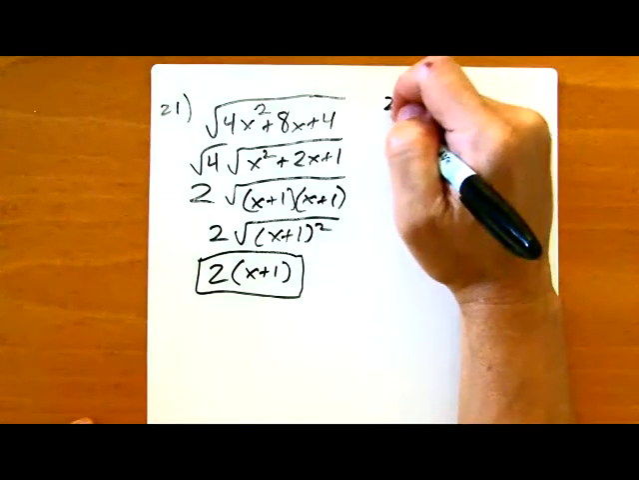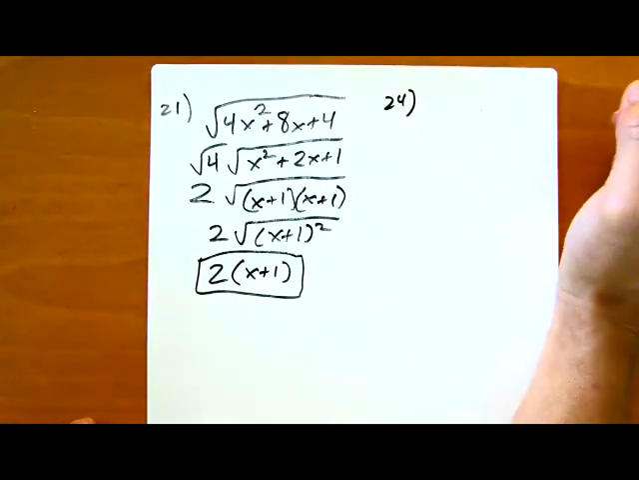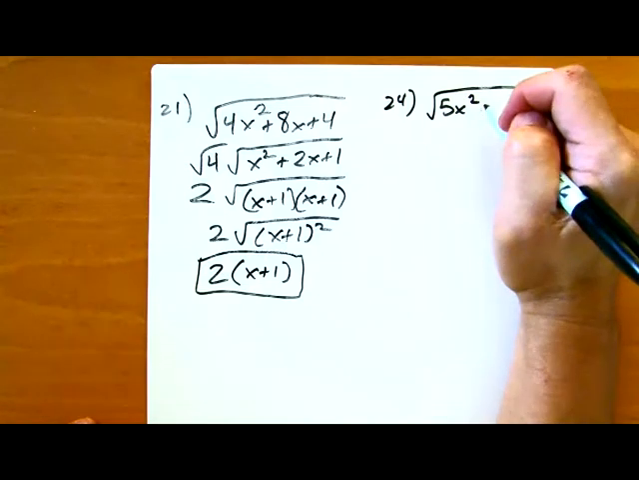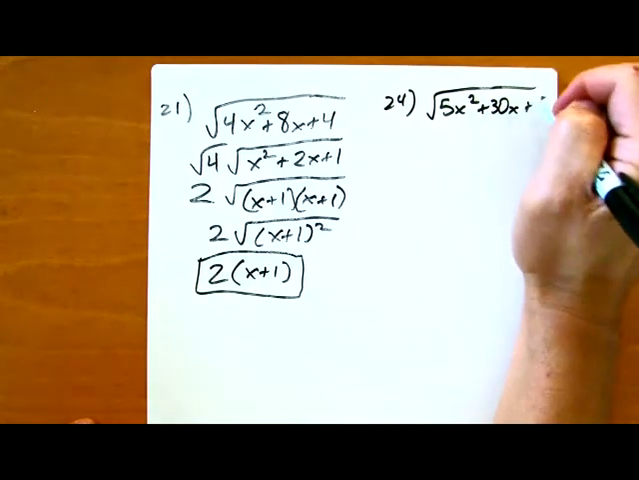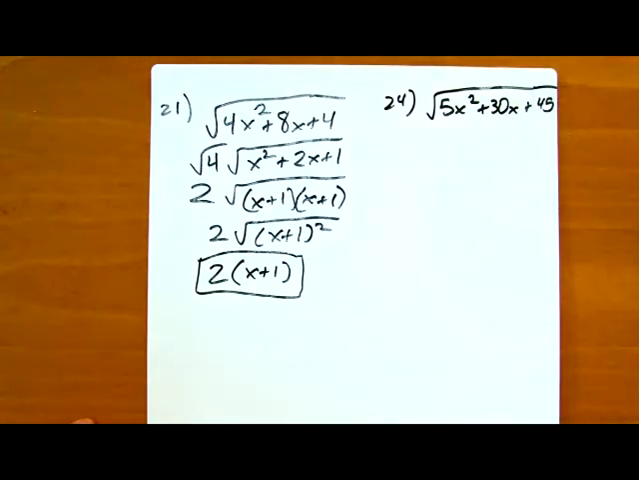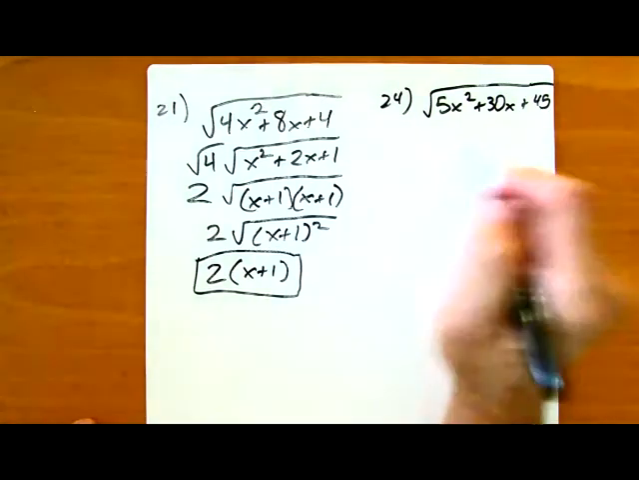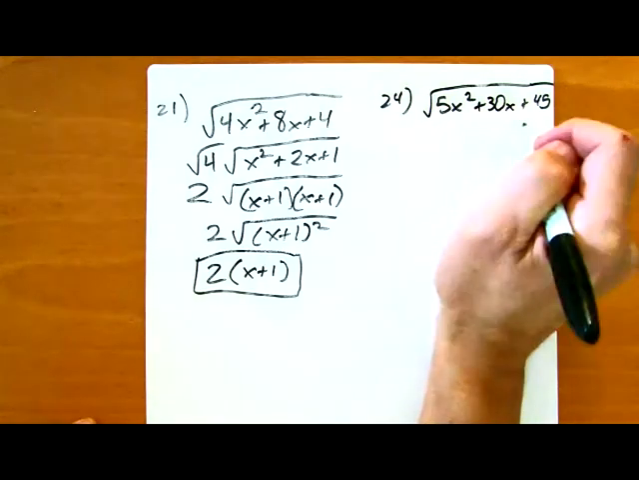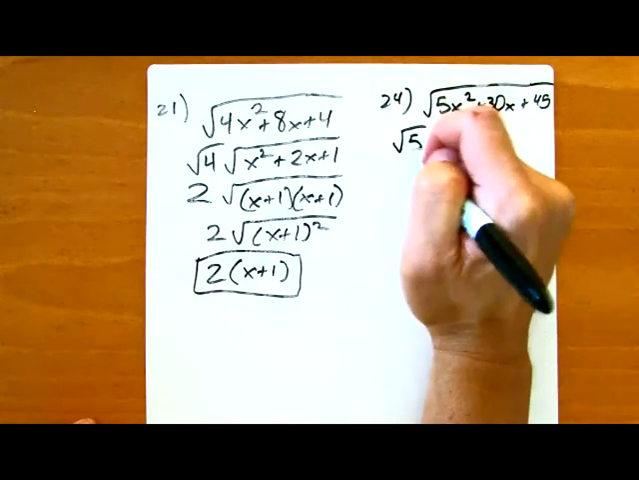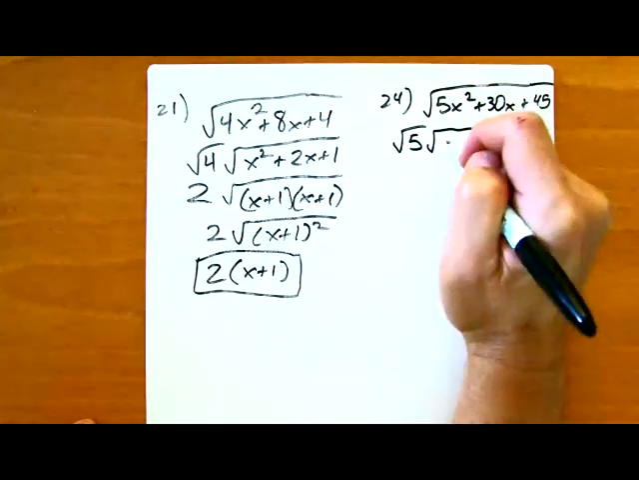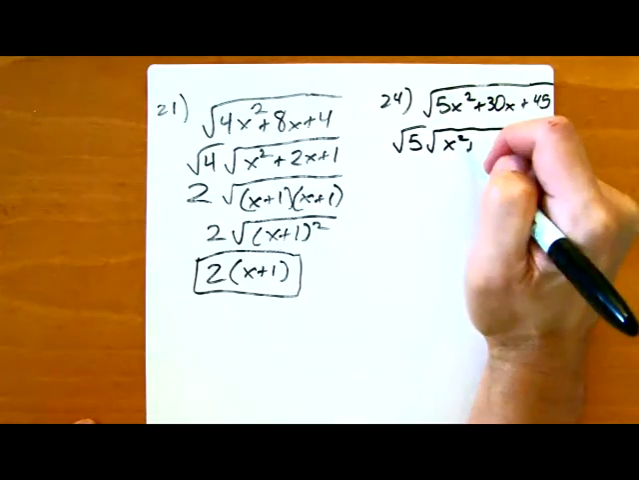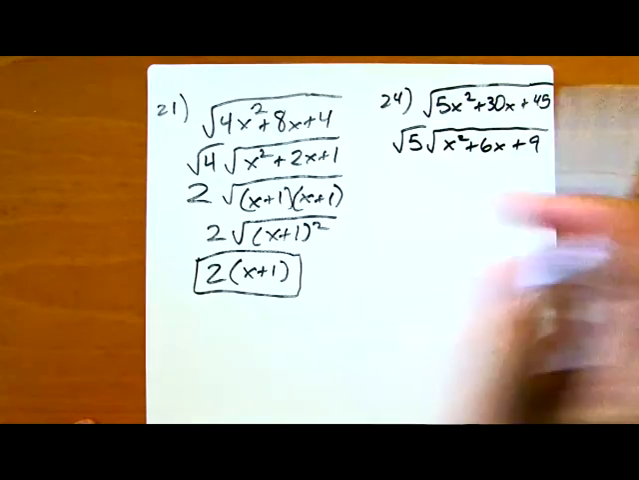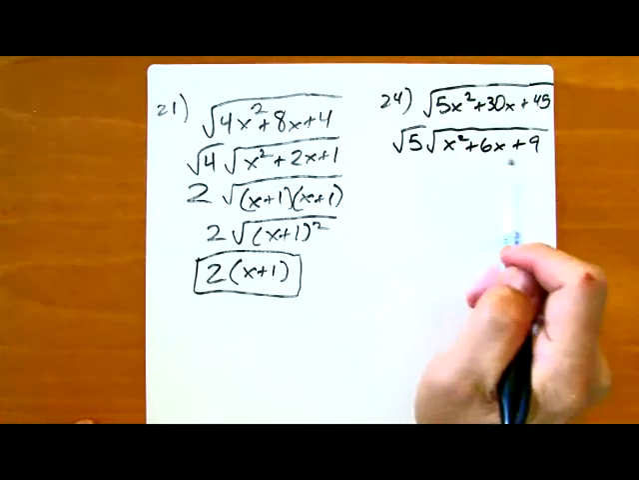Number 24. Square root of 5x squared plus 30x plus 45. There are no factors. This is an addition problem. We need to factor it. They have a 5 in common, so I'm going to factor out a radical 5. That'll leave us with x to the second plus 6x plus 9. We can go further with this radical.